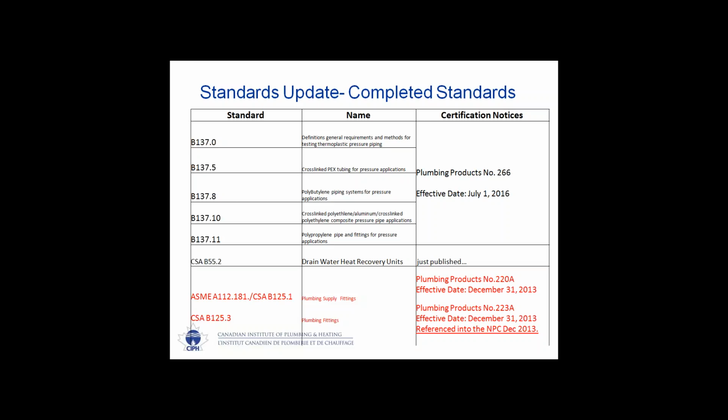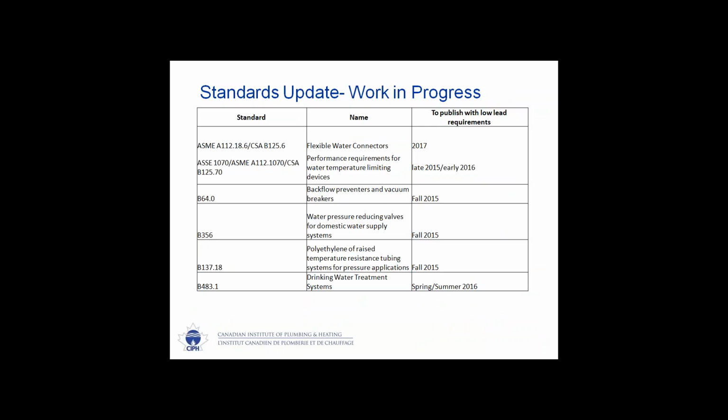To provide an update on the other standards being worked on to include these new requirements, we have ASME A112.18.6 and CSA B125.6 for flexible water connectors. We're expecting to publish that in 2017. We also have the tri-harmonized ASSE 1070, ASME A112.1070, CSA B125.70 for water temperature limiting devices, and we're expecting to publish that late this year, early next year. Ken will go over some additional standards that he's been working on now.